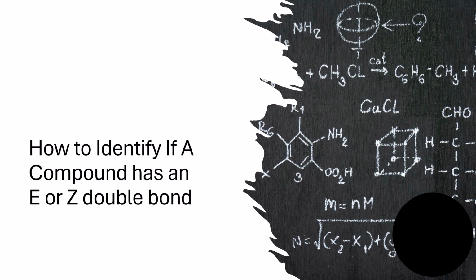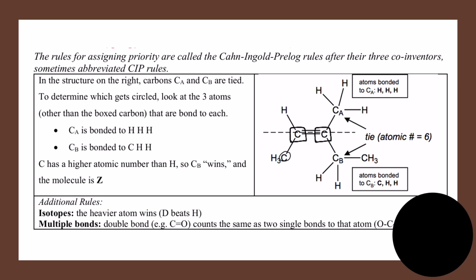All right, today I'll be going over how to identify if a compound has an E or a Z double bond. To identify if a compound has an E or a Z double bond, you first need to assign priorities to that double bond. If we look at the left carbon in the double bond, we see that it's attached to a carbon and a hydrogen. The carbon is heavier, so it's going to have a higher priority. So this carbon, the CH3, has higher priority than the H.